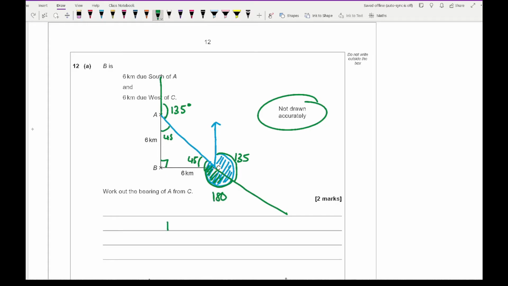So the bearing is going to be 135 plus 180, which if I type into my calculator gives me a bearing of 315 degrees.